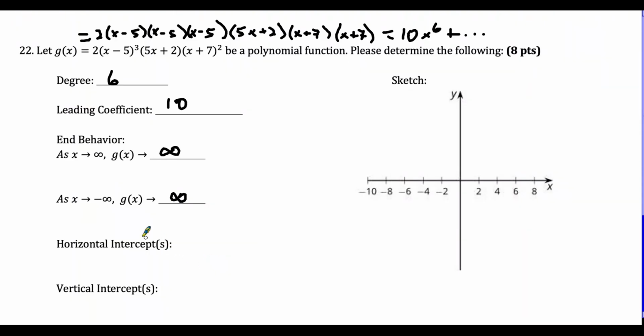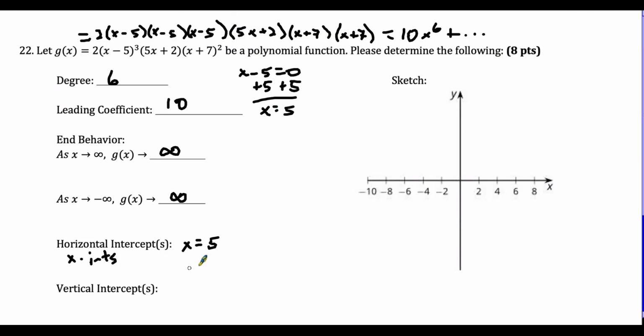Now, to get the horizontal intercepts, this is just another term for x-intercepts, I need to set each of my individual factors equal to 0. Now, for this first one, if I set x minus 5 equal to 0, I'll do that here. X minus 5 equals 0, just add the 5 over, and we get x equals 5. Okay?